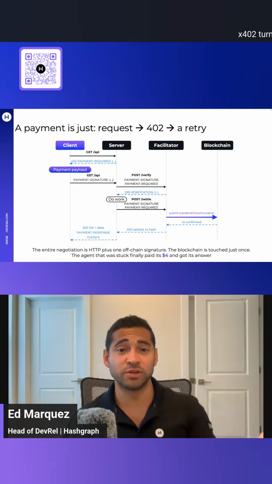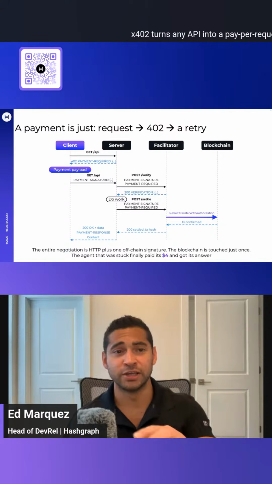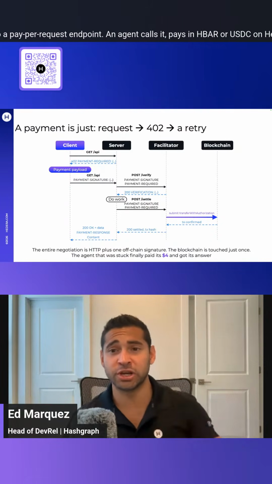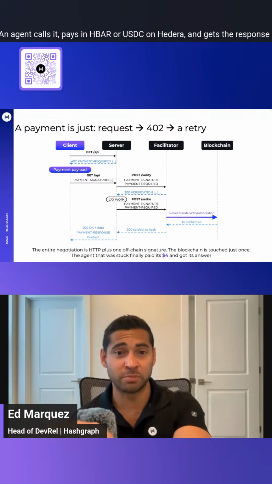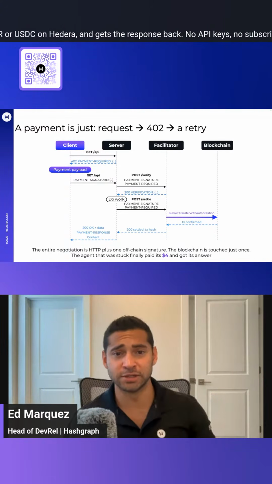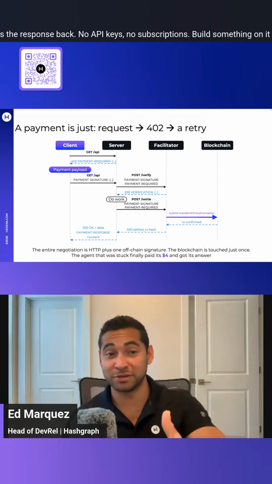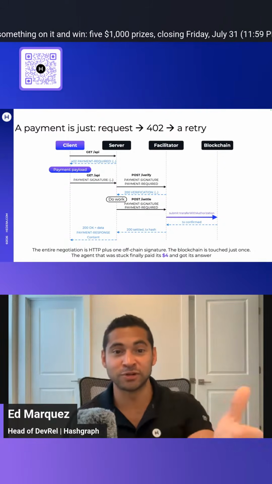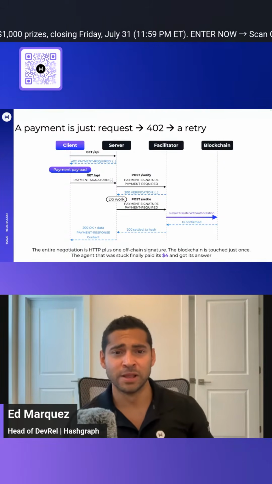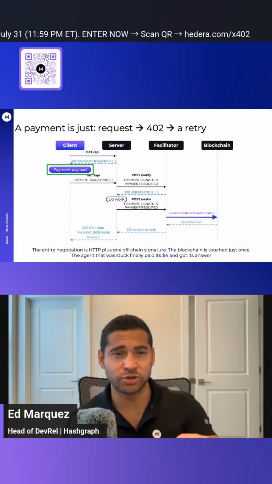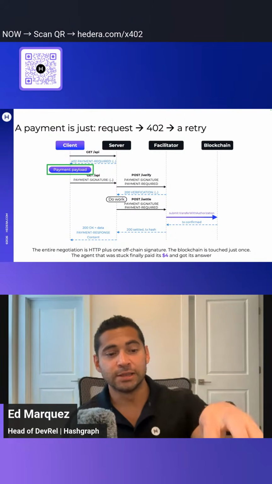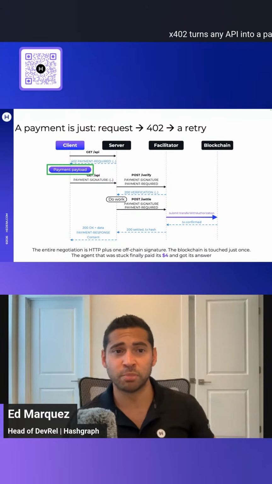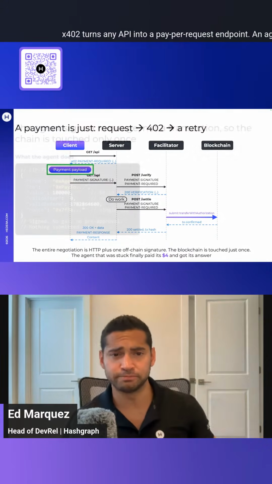So that's the sequence, right? And what you see here is that the entire process is just HTTP plus that one signature off chain. And then the blockchain is only touched at the very end on that purple arrow that you see at the very end. And that's how that agent that was stuck in the beginning behind that paywall can actually pay for a few cents or a few dollars and get the answer that it was looking for. Now, I do want to zoom in on a few portions of this sequence diagram. The first one is, let's see how that payment payload can be created, right? And then we'll also look at those post calls that you see there.